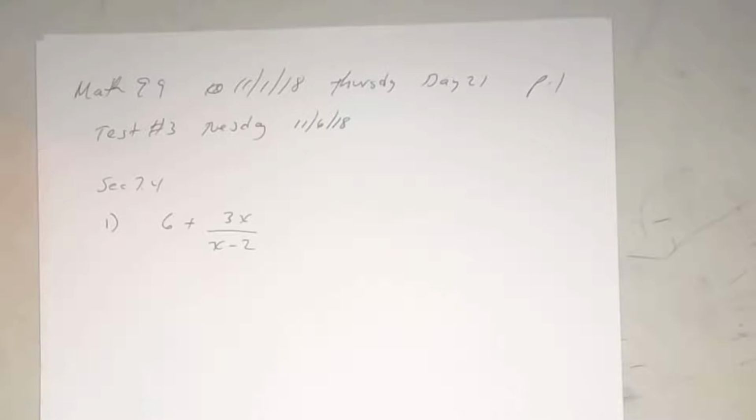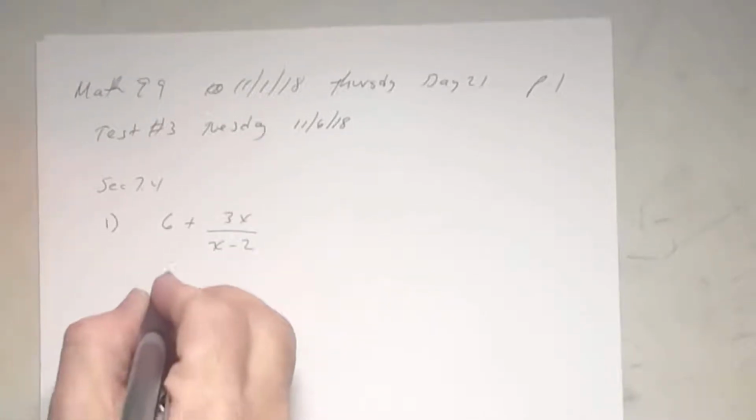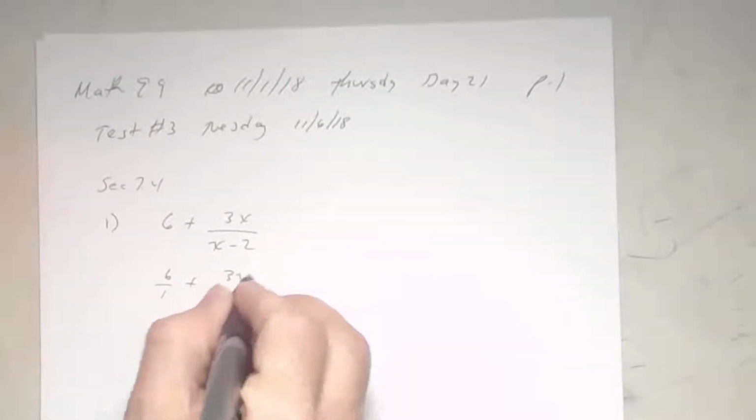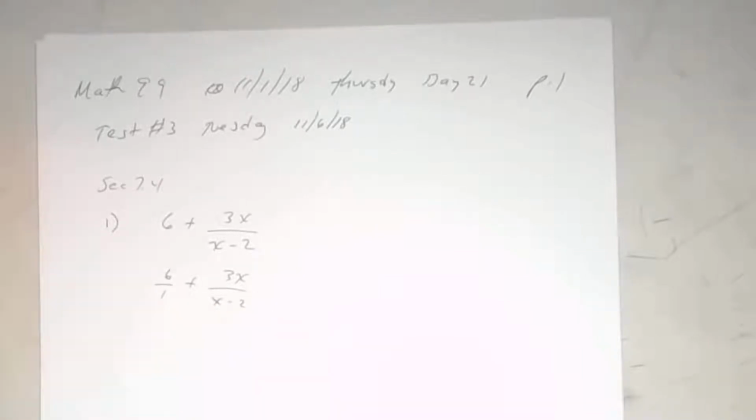Remember, when you add and subtract fractions, rational expressions, you have to rewrite them using the same denominator. What's the LCD here? X minus 2, because you can think of that 6 as 6 over 1. But remember, the first thing you need to do is factor. I can't factor this, but the first thing you would do is factor. That's what we did last class on the worksheet part A you just turned in.